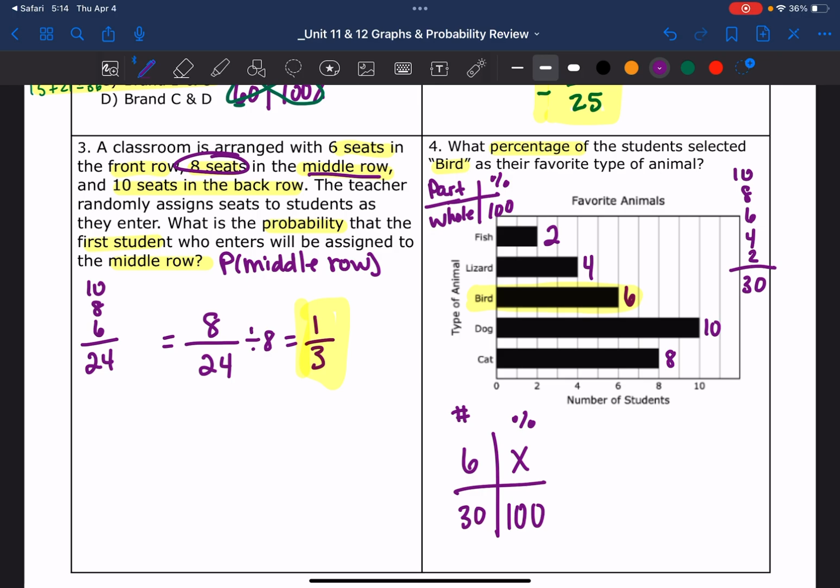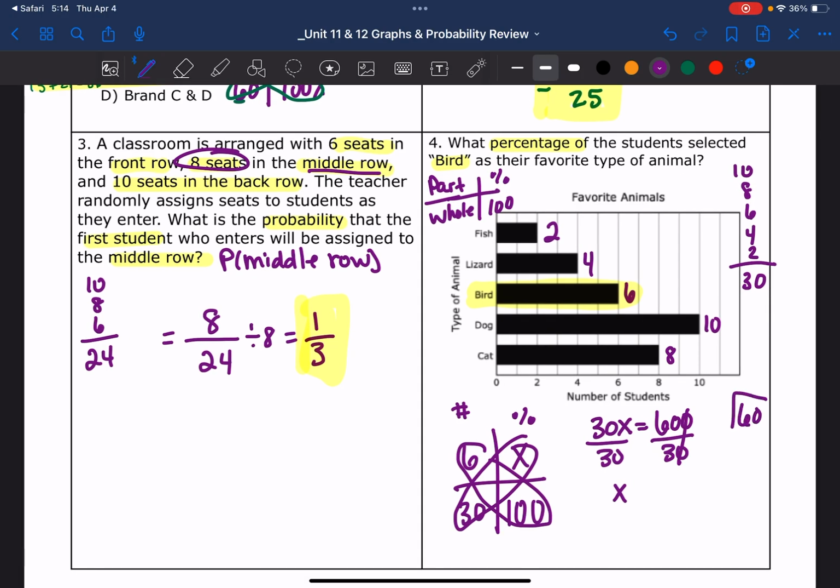So now I'm going to cross multiply. So that would actually be 30 times x, which would be 30x equals 6 times 100. So that would be 600. And then I can divide by 30. I can actually take one pair of zeros out. So then all I have to do is divide 60 by 3. 3 can go into 6 2 times. And then 0, so that would actually be 20%. Okay, this is our final answer.